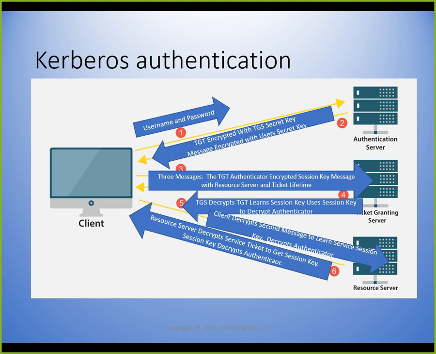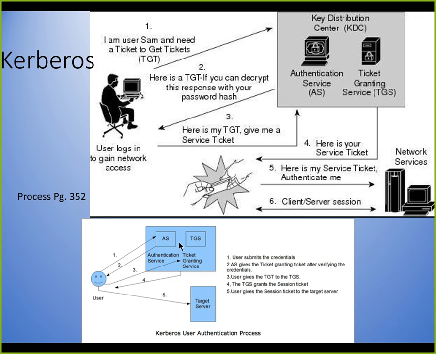And then it's going to send back, decrypts the ticket granting ticket, learns the session key, and uses the session key to decrypt the authenticator. Lots of different steps here. The client decrypts the second message to learn the service session key, and then after that we can get to the resources.